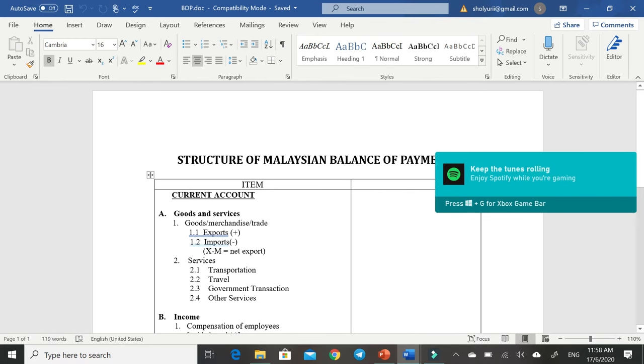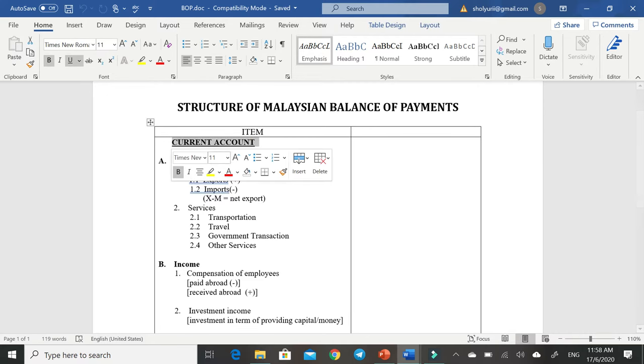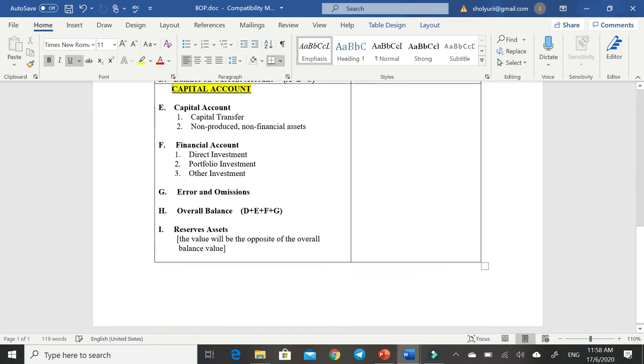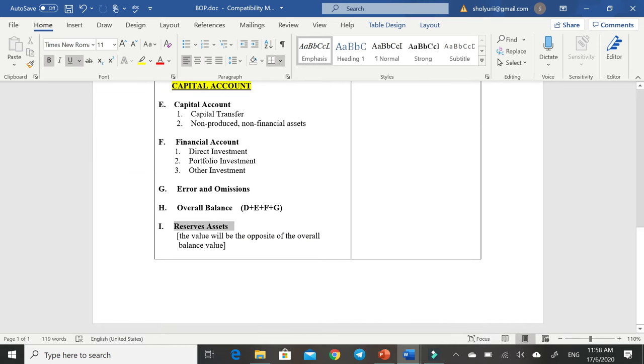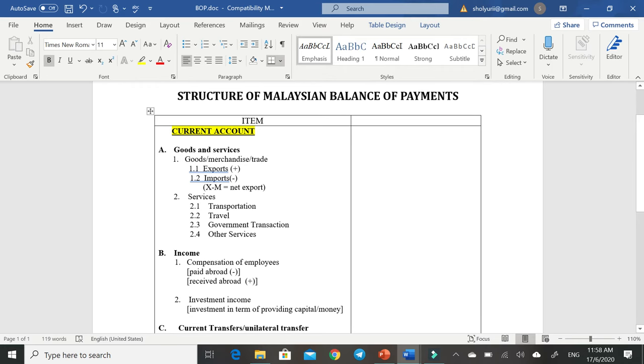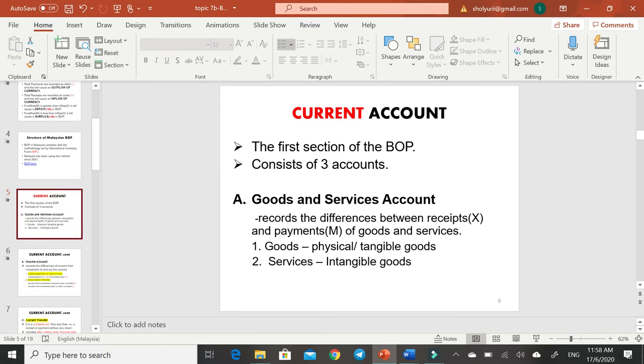Okay, this is the structure of balance of payment in Malaysia. We have 3 main account in it there. Okay, first is current account, second is capital account, and last one kita ada reserve asset. This is the main one. Okay, so first of all, we need to know what does it means by current account. Here it's explained here. Current account, the first section of balance of payment. Inside current account, they have another 3 account in there.